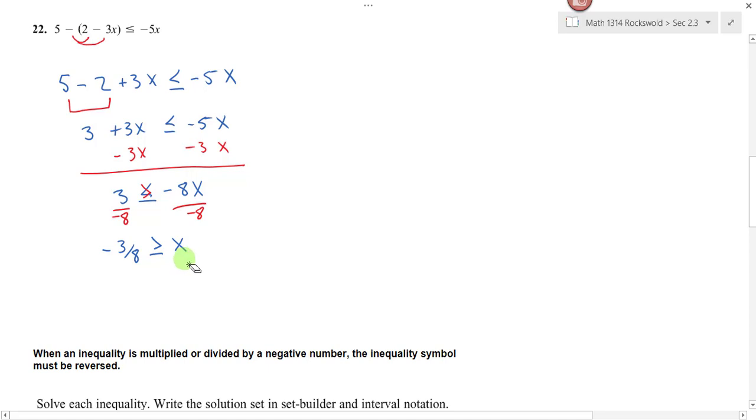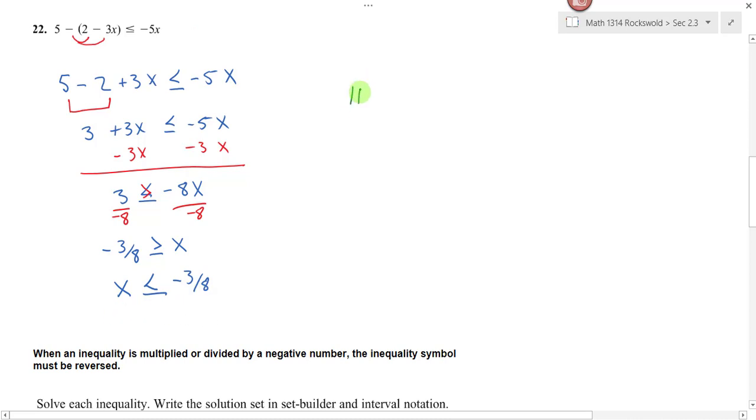I said it's easier to read your answer and what you're supposed to do if you write the x on the left. So if I move the x to the left and the negative 3/8 to the right, will this point to the right or to the left? It'll point to the left because the little end here was pointing to the x. When you swap this so that the x is on the left, the little end still has to be pointing to the x in order to maintain the same solution set. So this is your answer written as an inequality.